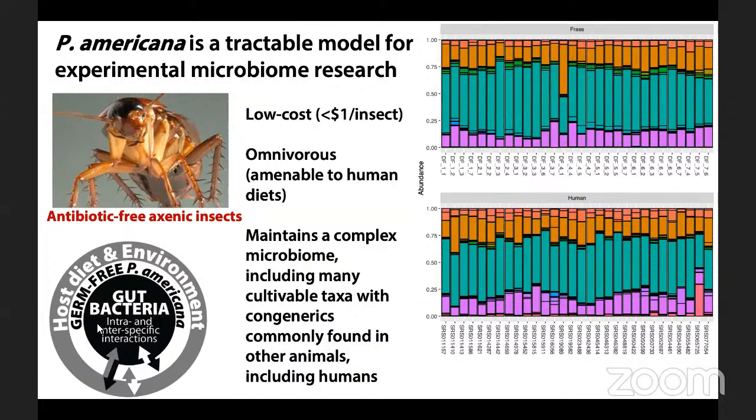So what was also nice about Periplaneta is that they're omnivorous. And so if you've ever had to take out the trash, you've probably seen them, right? And so they're amenable to our diets, and therefore we can ask questions that are linked to how diet is impacting the host through the microbiome pretty easily without it being too far of a stretch. Also, as I said earlier, they maintain a complex microbiome, and we found that many of the bacteria that comprise the cockroach microbiome are actually culturable. And we've been successful in doing that, and I'll talk a little bit about that. And what's nice is that many of those culturable bacteria are congeneric with those that you find within humans and mammals that are also omnivorous.